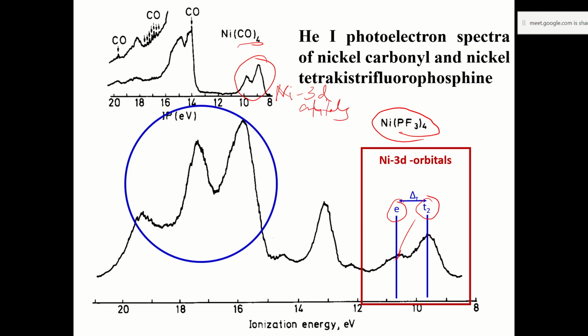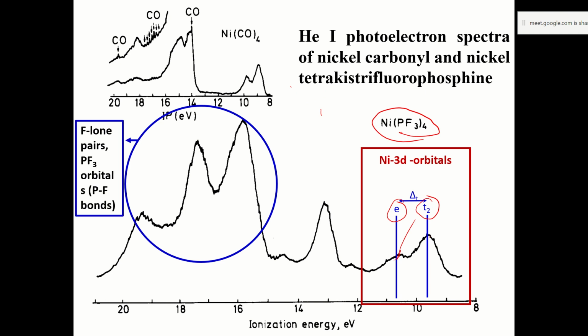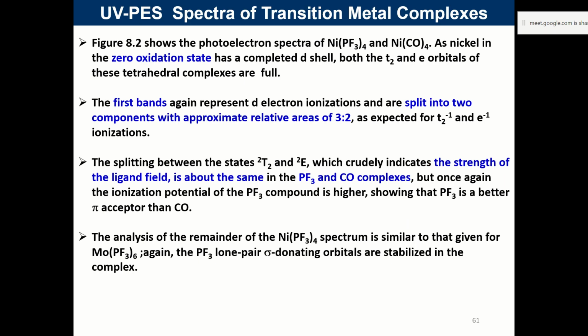Okay, and so the nickel 3d orbitals are here too, and what is this portion over here? So this is the 16 to 18 region. This one is the fluorine lone pairs, which do not take part in the bonding. Okay, so the PF bonds.